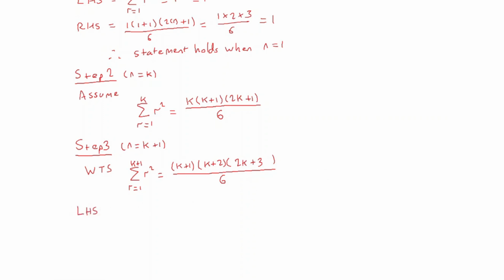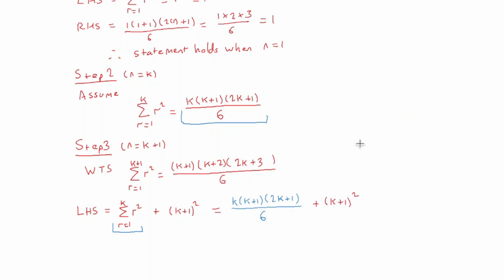Starting with our left-hand side, this is going to be equal to the sum from r equals 1 up to k of r squared, so the first k terms, plus the k plus 1 term. And the k plus 1 term is k plus 1 squared. Now we're going to make our substitution. This we know from our assumption is equal to this. So it's k times (k plus 1) times (2k plus 1), all over 6. And then on the end we've got plus (k plus 1) squared.